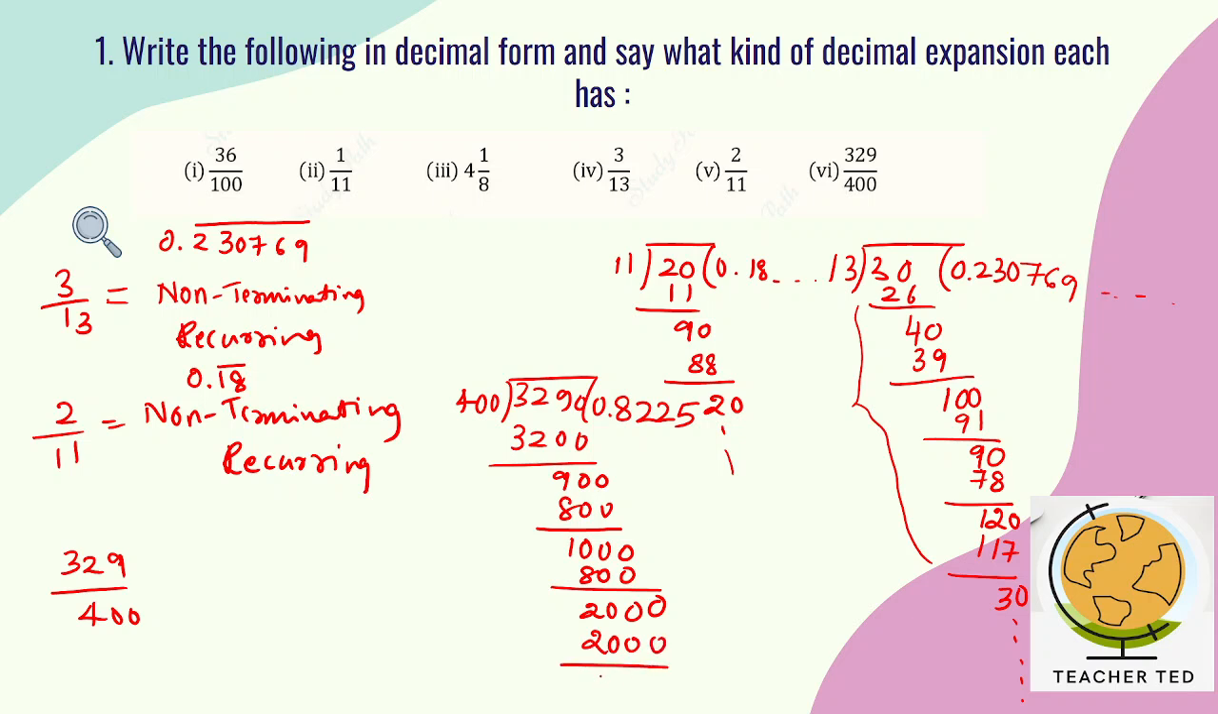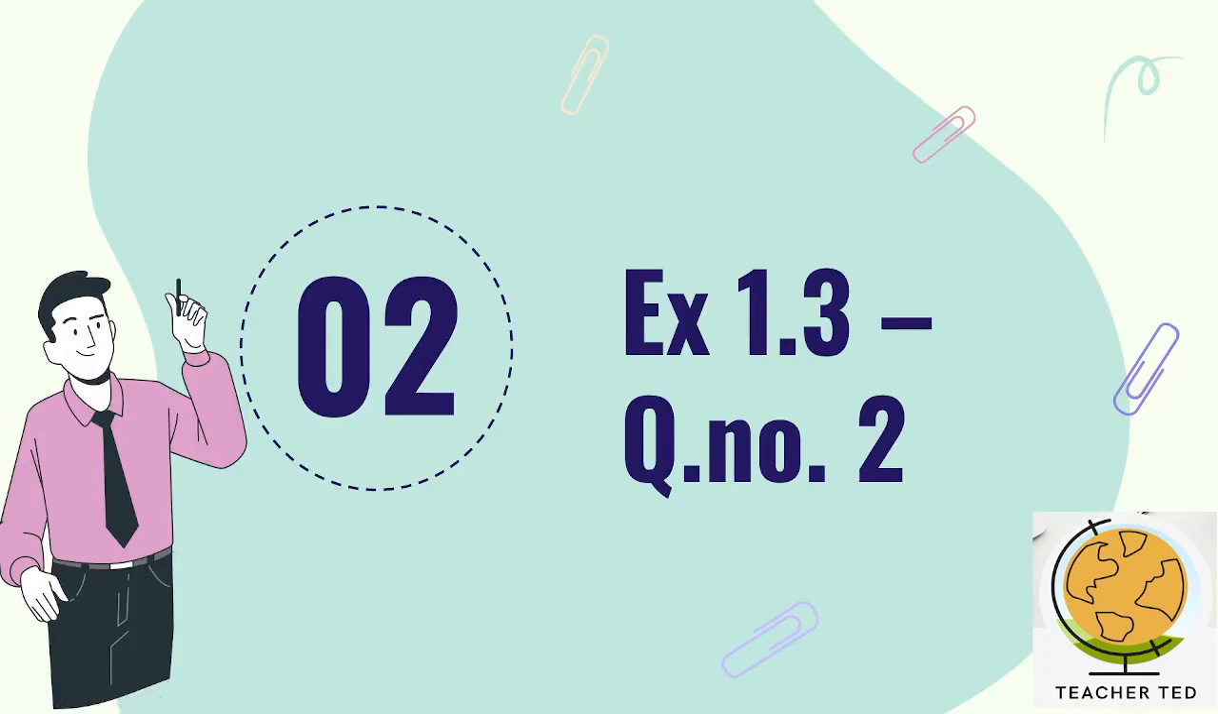So you can observe here the remainder becomes 0, and if the remainder is 0, the expansion is terminating. The expansion is terminating, so no need to put the bar here because it stopped at this position. I hope all of you understood the first question. Let us move on to the second one.